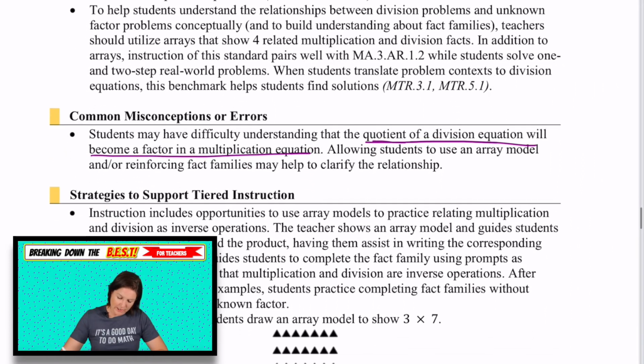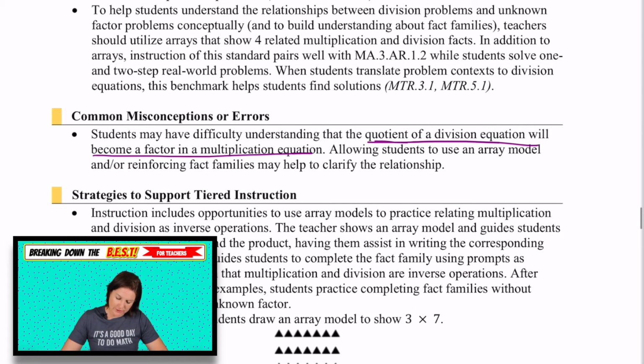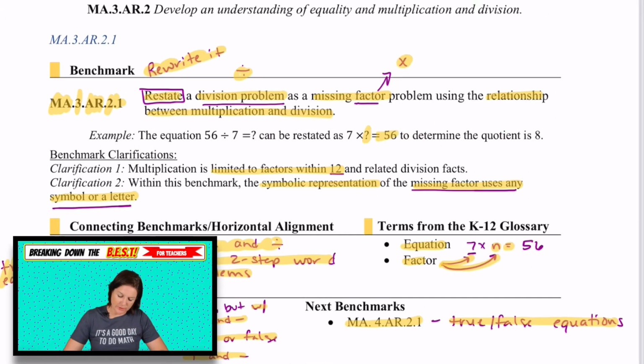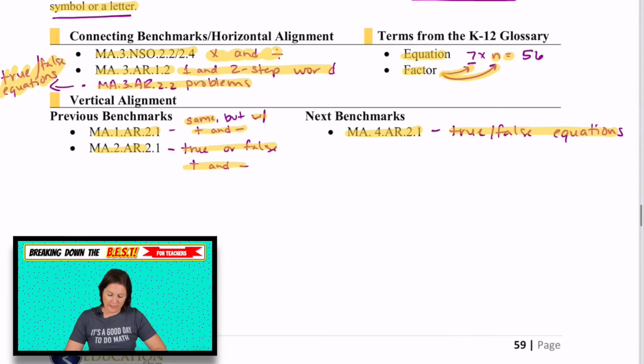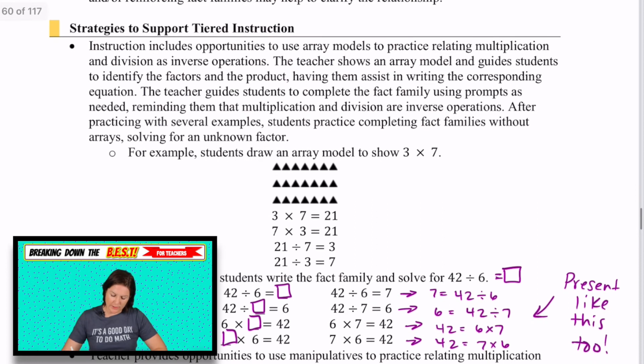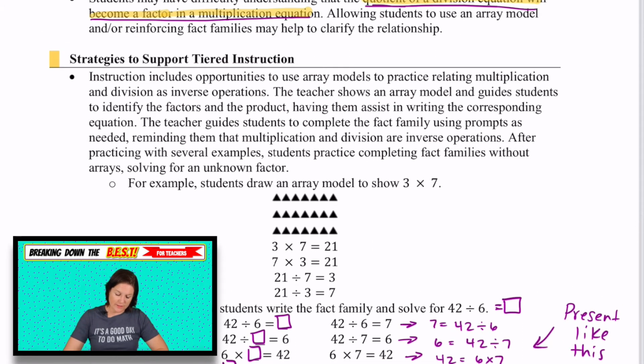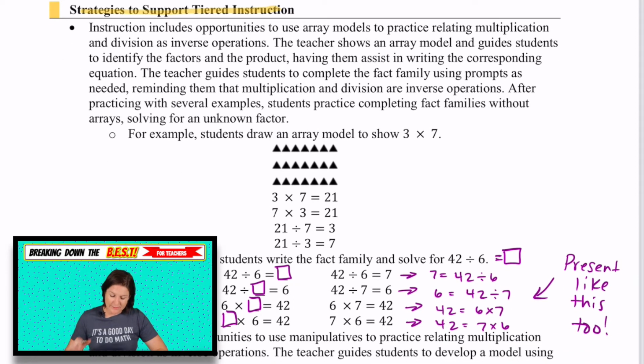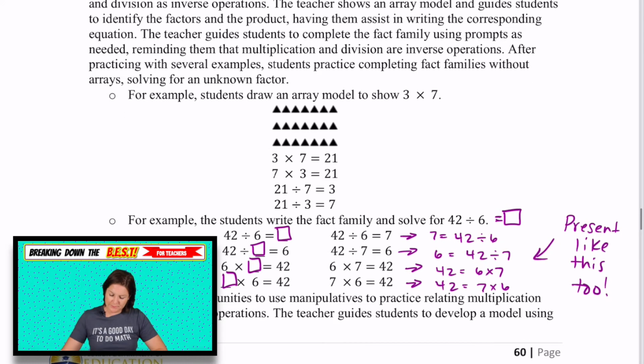Common misconceptions or errors that students might have difficulty understanding that the quotient, where's my highlighter? The quotient of a division equation will become a factor in a multiplication equation. What they're saying here is that students get confused that what we're trying to figure out, the answer, then becomes the missing factor in a multiplication problem. That can give them some confusion for sure. I definitely suggest taking a look at this, strategies for tiered support, if you have some students who are struggling to get them up to the level of where they need to be.